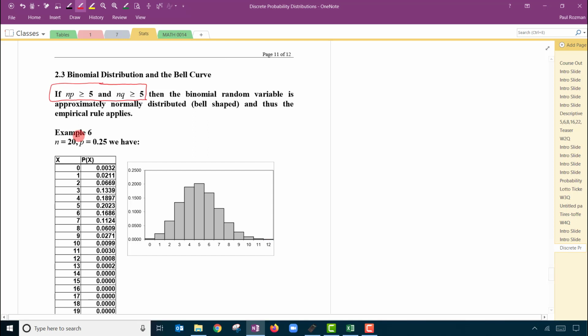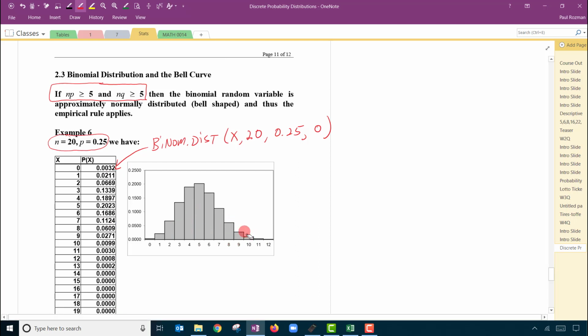I did one example here where I just wrote down n is 20 and p is 25%. And then I used binom.dist here in Excel. And I put in x, and then 20 was my n, 0.25 was my probability of success, and I put 0 in for cumulative for the last parameter because I wanted each one of these bars. I just copied that formula down. And as you can see, you get a pretty decent looking bell curve.